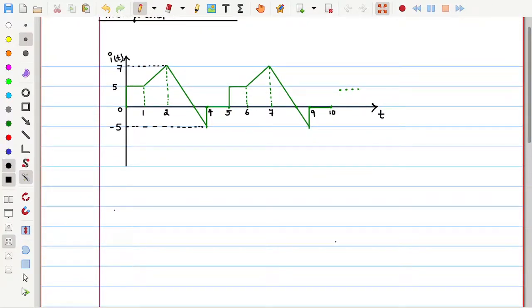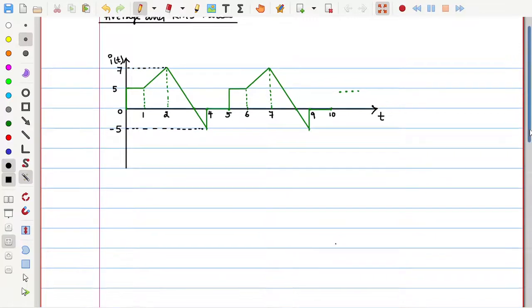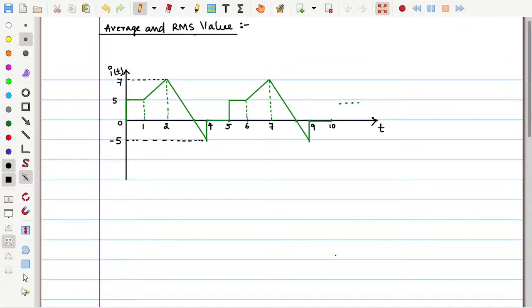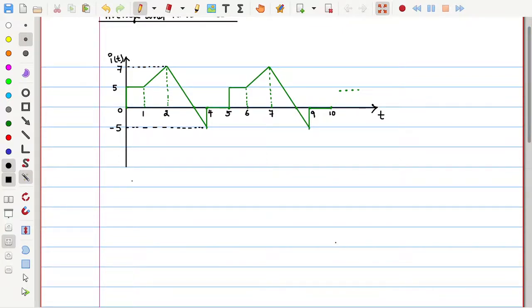Right. So first try to see what will be the time period for this given waveform, irrespective of whether we determine the average value or the RMS value. Clear? So see what the time period, capital T, will be. How much is the time period? 4 or 5? Five, sir. T is equal to 5. After 5 again the same pattern is repeating, so T is equal to 5.